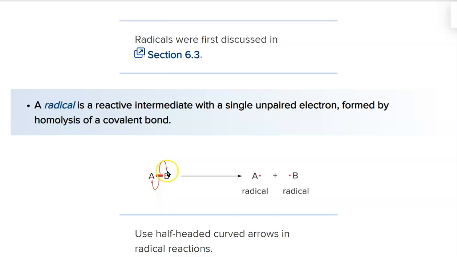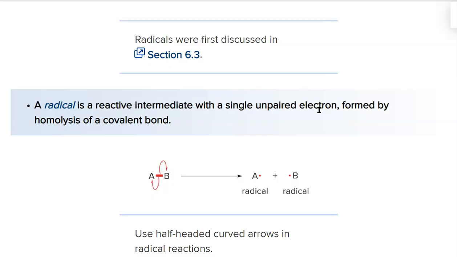If you look closely, the arrowheads on here are only half arrowheads. They're referred to as half-headed curved arrows. Some people refer to them as fish hooks, and I think you can probably see why. So what this shows is not that both of the electrons in this bond are moving to one atom or the other, but one of the two electrons goes here, the other one electron goes here. And that produces radicals.